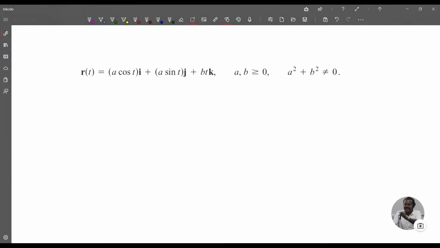The question is this: find the curvature kappa and torsion tau of the helix r of t is equal to a cos t i plus a sin t j plus b t k, where a, b are greater than or equal to 0 and a square plus b square is not 0.